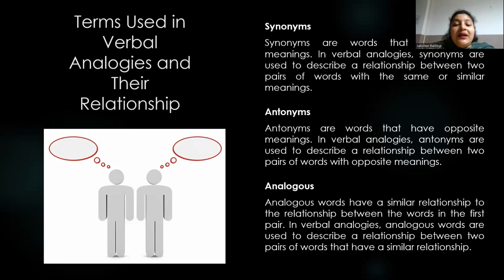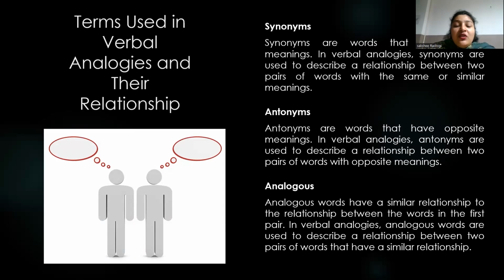For example, animal and dog. Hyponyms means a word that is the specific instance of a category or a class, for example, dog and animal. Analogs are words that have similar relationships, such as eye, see, ear, and hear. Attributes are characteristics or features of something, such as apple and red. Functions are the purpose or use of something, such as pencil and write.